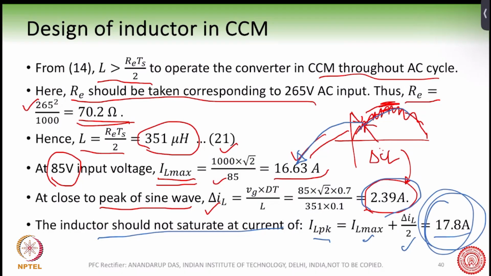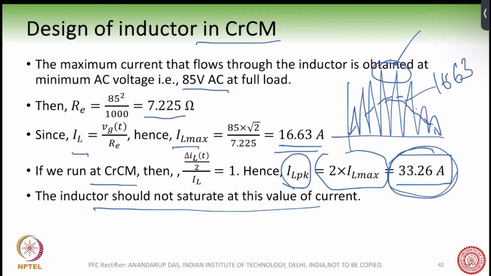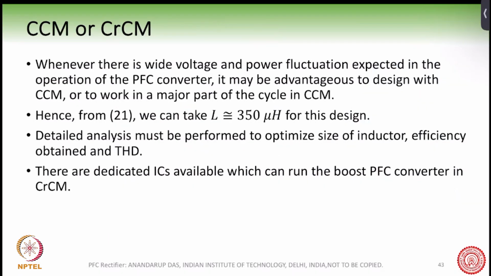Okay, so you see when you move from CCM to CRCM, you have decreased the size of the inductor, but the peak current flowing through the inductor is now increasing. Okay, and this must be taken care of. This peak current can cause losses in the device, in the diode, in the inductor, and so the inductor should not saturate at this value of current. So when you work with CCM or CRCM, certain things have to be kept in mind.